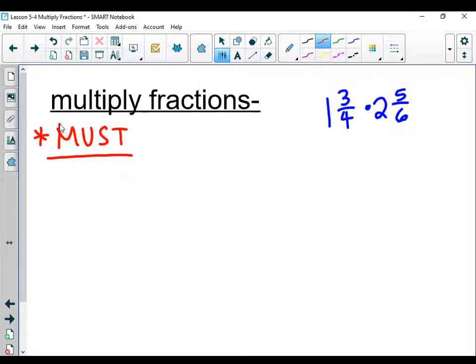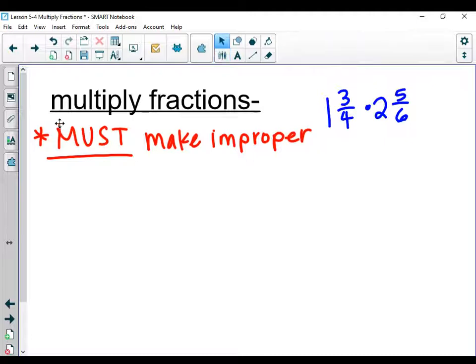Now you maybe think you know what I'm going to write right here. Must make improper. Must. When we were doing adding and subtracting, it was kind of a maybe with a question mark. Sometimes it worked better. There is no other option for multiplying fractions. You have to make them improper. That is the only way to do it.